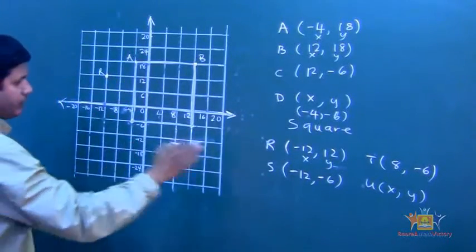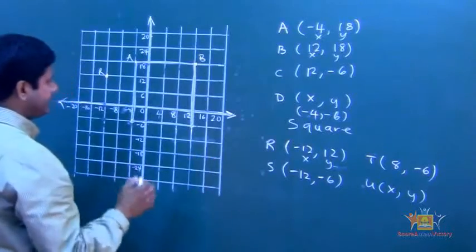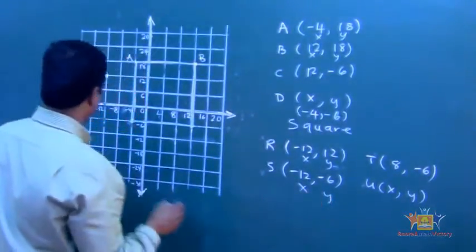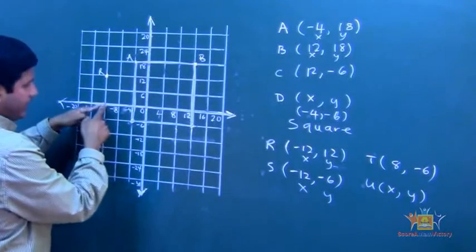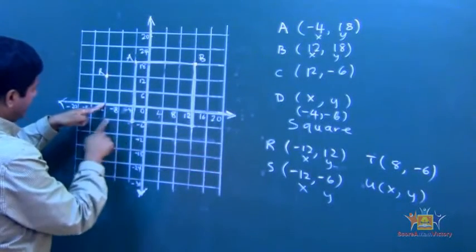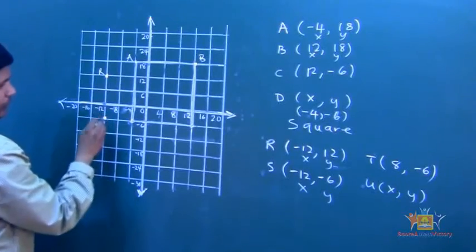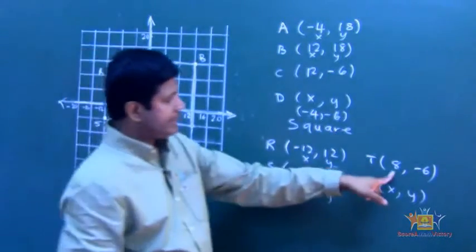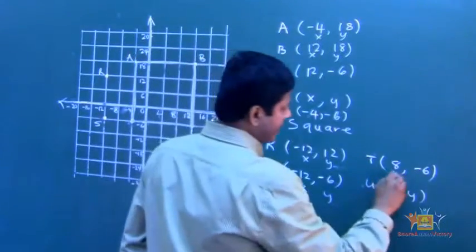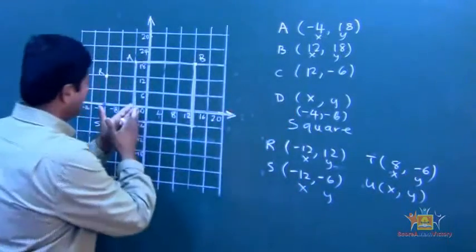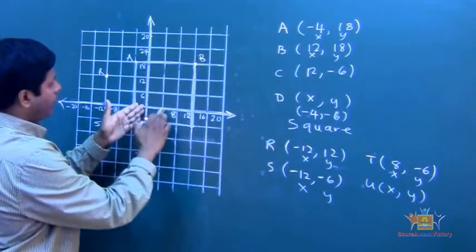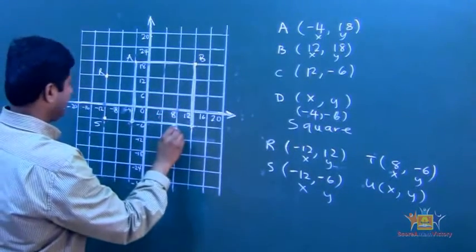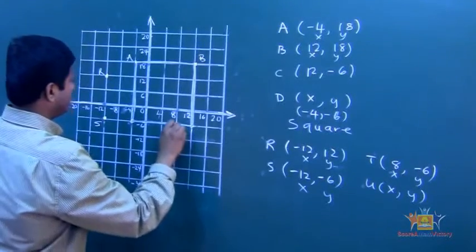Now we found R, so let's find S. S is negative 12, negative 6, so X is negative 12 and Y is negative 6. Negative 12 is right there, and negative 6 is right there. That's the S point. Then T is 8, negative 6. That's X and that's Y. 8 is to the right, and Y is negative 6 right here.